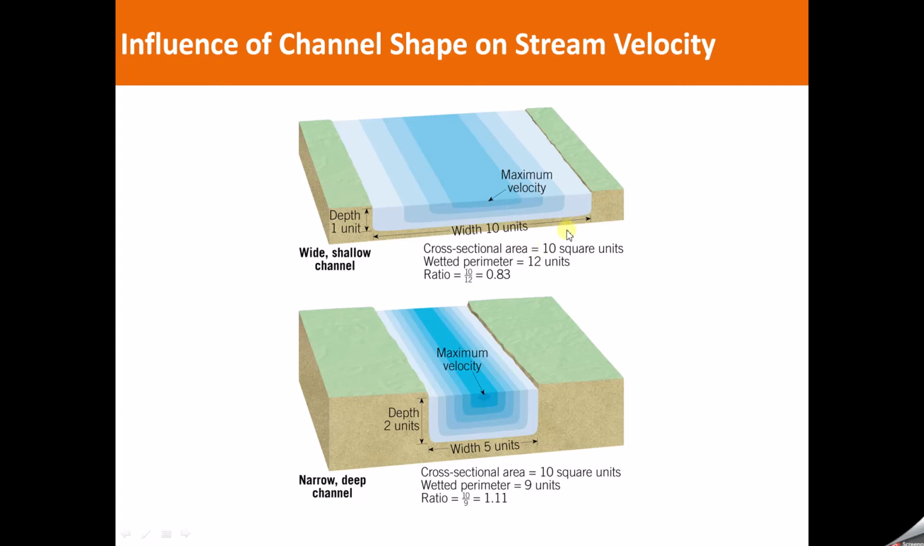The cross-sectional area is 10 times 1, which is 10 square units. The wetted perimeter is 1 plus 10 plus 1, which is 12. The ratio is the area over the perimeter, 10 over 12, 0.83. Here, the cross-sectional area is 5 times 2, which is 10, and the perimeter is 2 plus 5 plus 2, which is 9. The ratio is 10 over 9, 1.1. This stream will be faster because the ratio is larger. The smaller the perimeter relative to the area, the faster the stream.